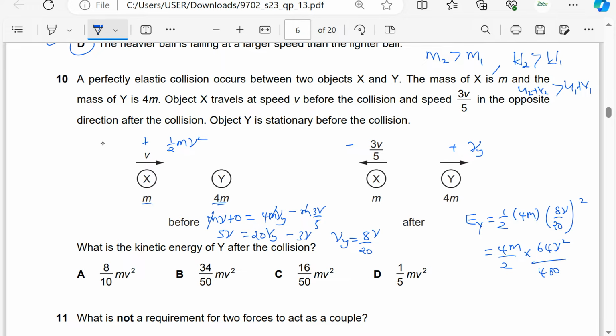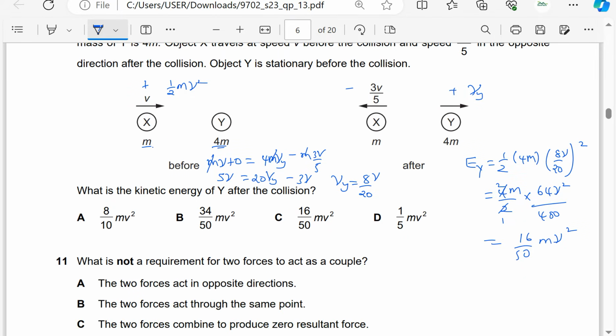So when we simplify this, by 2, 1 by 2, 2 by 4, 100, so this is going to be 16 divided by 50, because this is 100 by 4, this is 16. Then by 2, this is 1. By 2, this is 50. So this is 16 over 50 m times v squared. So 16 over 50 mv squared.